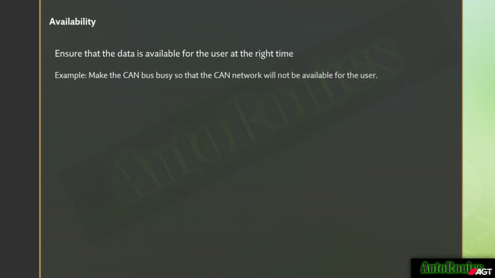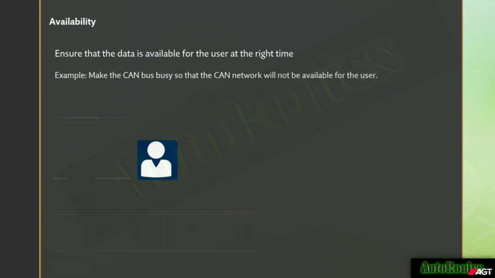Let's see the last property of security, which is availability. By this property, the system ensures that the data is available for the user at the right time. There is a famous quote which states that data which is not available at the right time is not useful anymore. We'll understand this with a real life example.